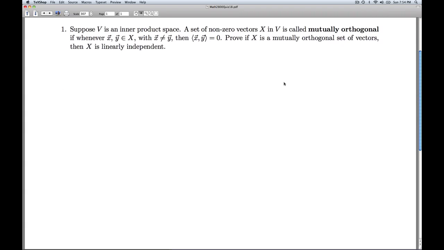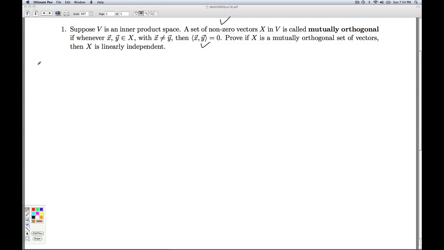We're given a definition. A set of vectors in an inner product space is called mutually orthogonal if, whenever you have two different vectors in the set, their inner product is 0. Prove if X is mutually orthogonal, then X is linearly independent. Okay? So we're going to assume X is a mutually orthogonal set of vectors. So X consists of non-zero vectors that have this condition.